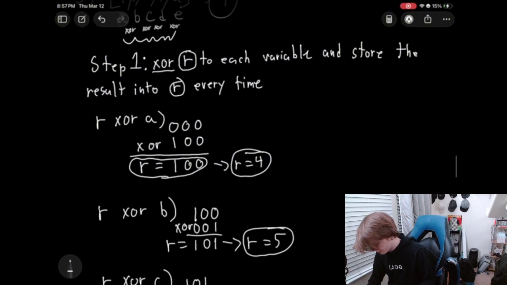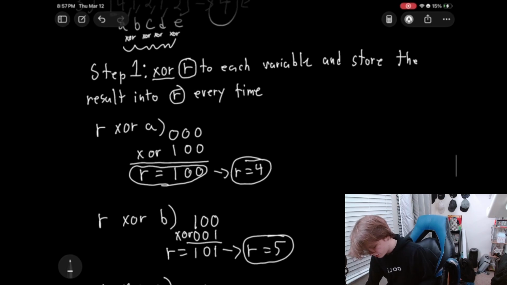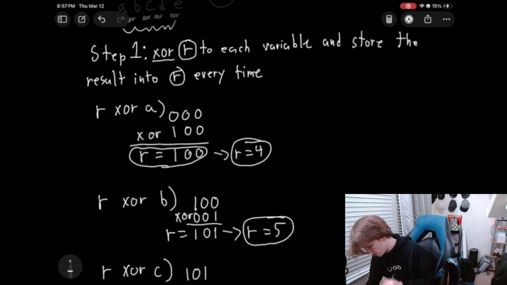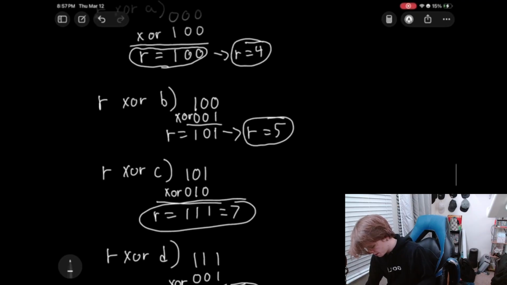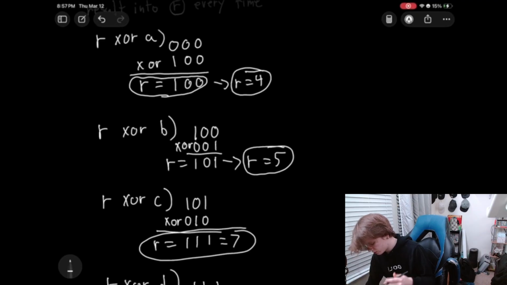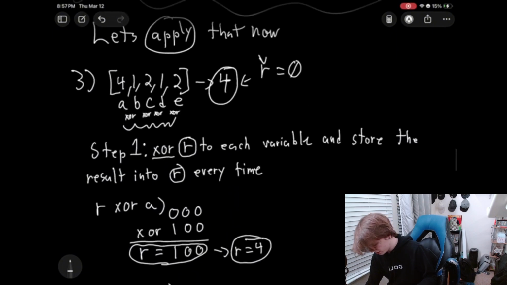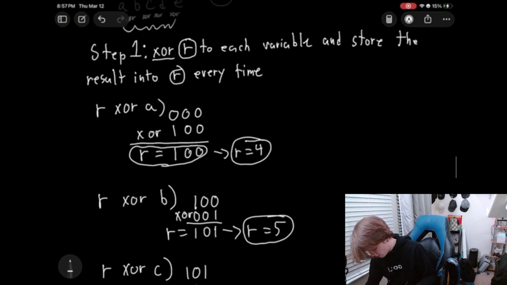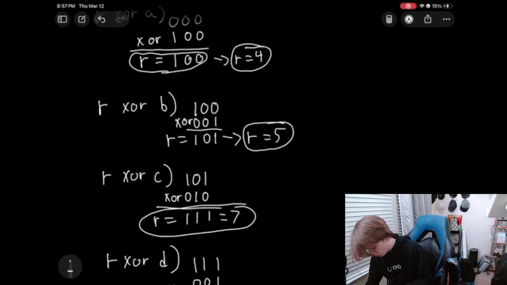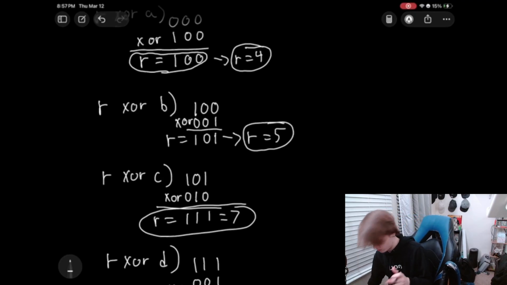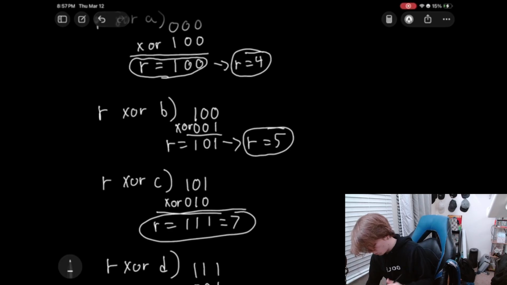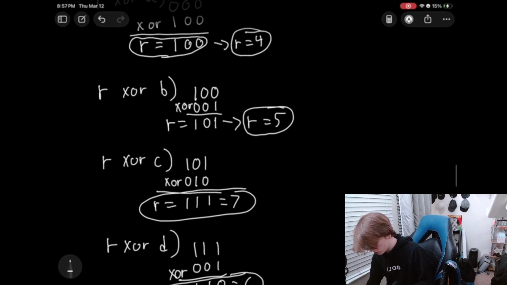So, step 1, XOR each R to each variable and store the result into R every time. So R XOR A, so 0 XOR 4 in binary. And then now we go down, R XOR B, and our second digit is B, which should be 1. So 4 XOR 1, when I say minus, I mean XOR, I know it's not the same thing, I just want to put that out there. So 4 XOR 1 in binary is going to give us 5. And then we store that into R.